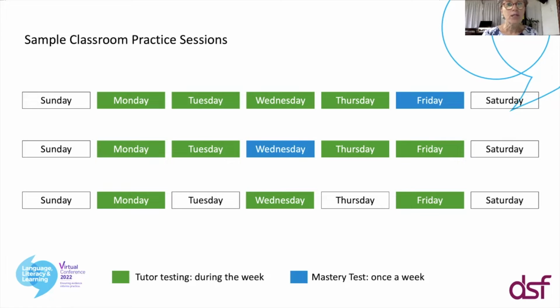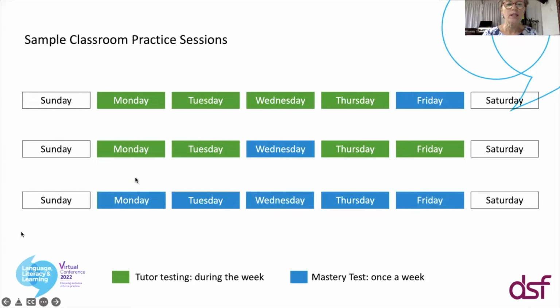Alternatively, some teachers may prefer to stagger the testing with different students across the week. So a particular student would always be tested on Monday, but the teacher would be testing, say, 5 students a day. And both the tutor testing and the mastery test are quite quick, around about 5 to 10 minutes for the tutor testing and less than a few minutes for the teacher test.